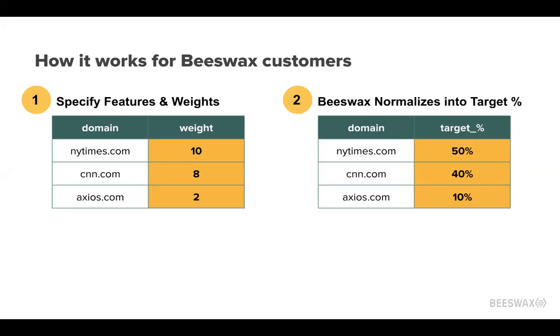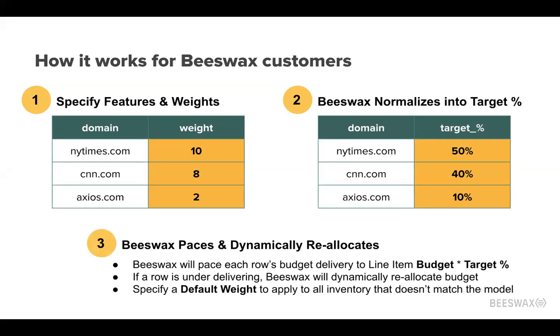And then what happens next is we pace towards each of those rows in your model. So we try to spend 50% of your budget on New York Times, et cetera. Again, if we are unable to achieve that target, we will dynamically reallocate that budget to the other rows to ensure that you fulfill your entire campaign budget.